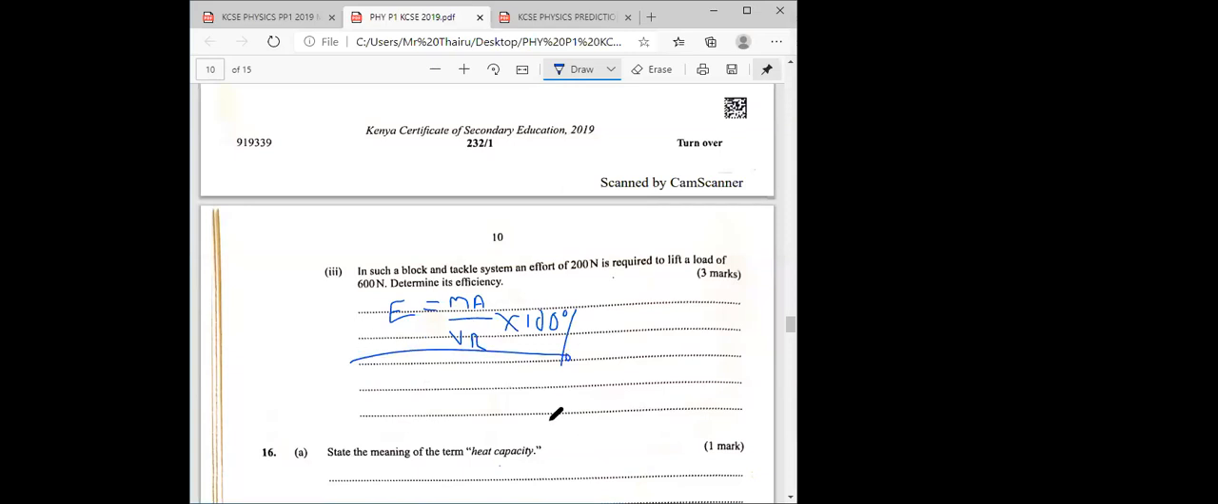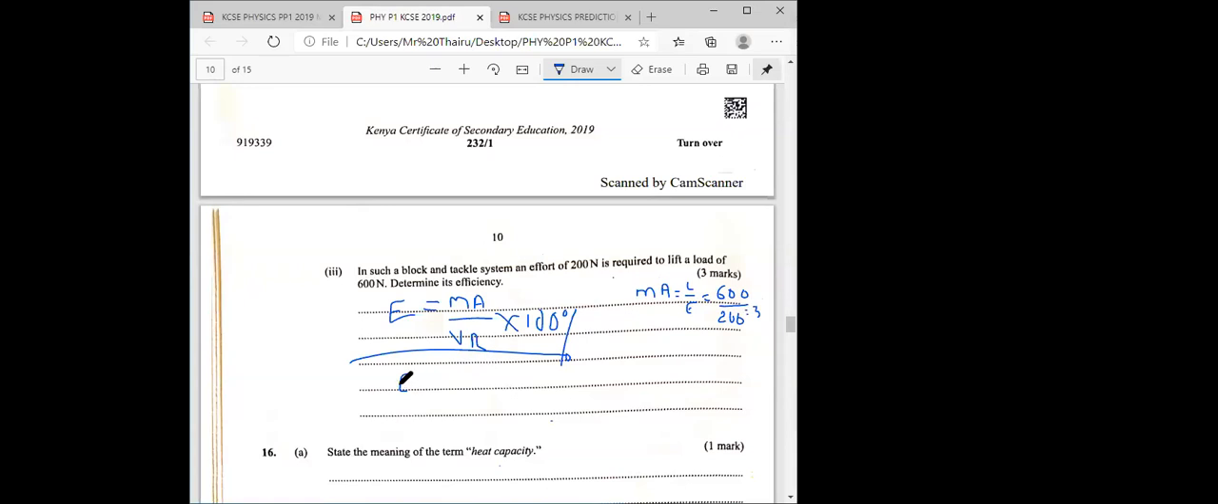So then the next thing that we can do, we take our efficiency. First of all, let's work on mechanical advantage. We know mechanical advantage is equal to load over effort. The load in this case, according to the question, is 600 newtons. Therefore, we write down 600 newtons divided by effort of 200. And this is going to give us an answer of 3.